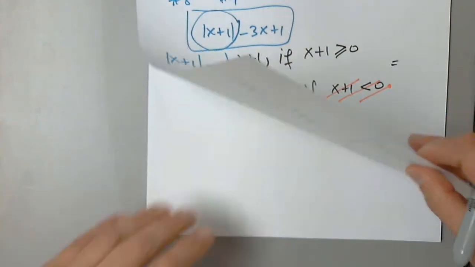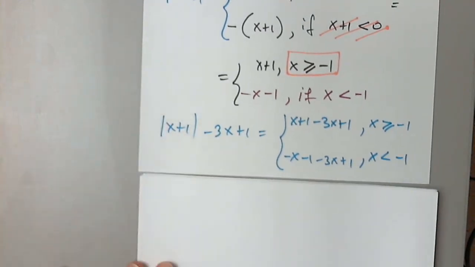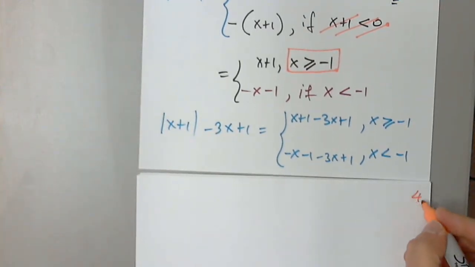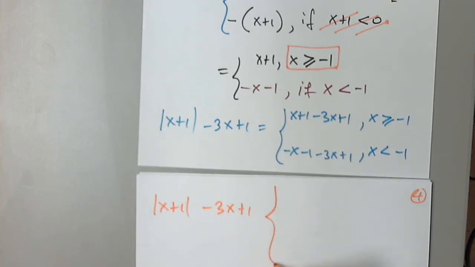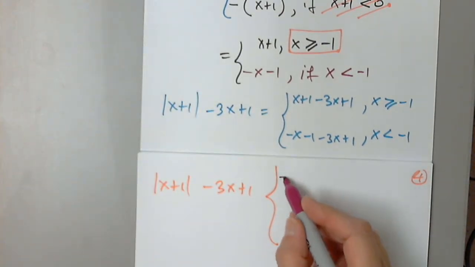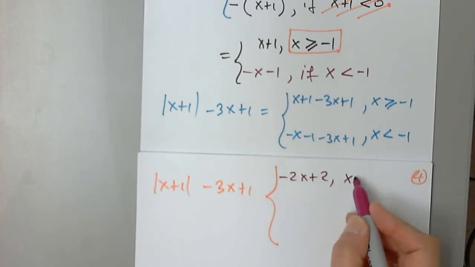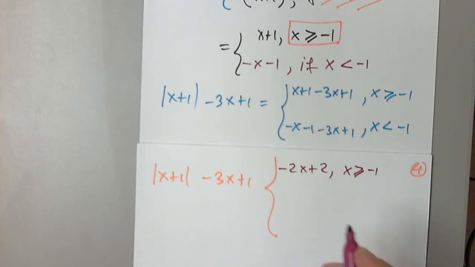So, finally, the absolute value of x plus 1 minus 3x plus 1, and this is final. Can anyone dictate a final, please? Negative 2x plus 2, yes. Awesome. Negative 4x. And negative 4x when x is less than negative 1.